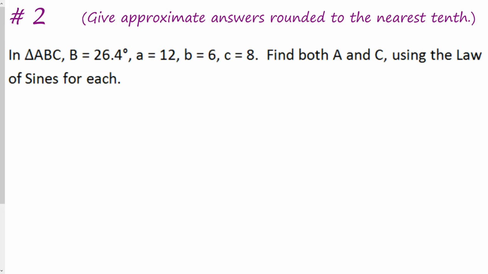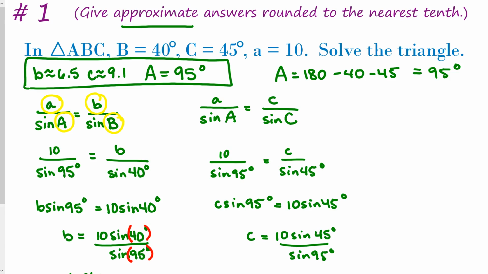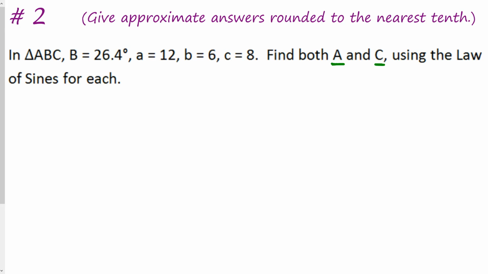This one says, find both angle A and angle C using the law of sines. So we're supposed to practice it twice. Now in problem number 1, notice that we used the law of sines to find side lengths, lowercase b and lowercase c. And in problem number 2, we're going to use the law of sines to find angle measures, capital A and capital C.